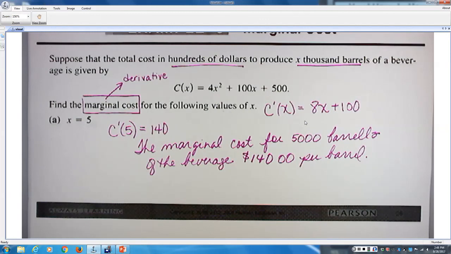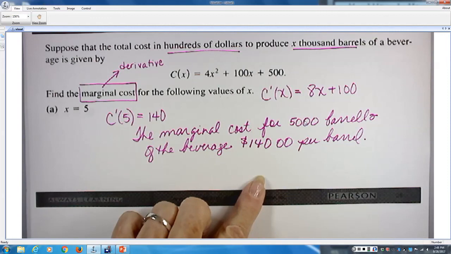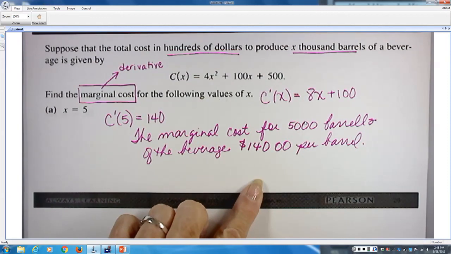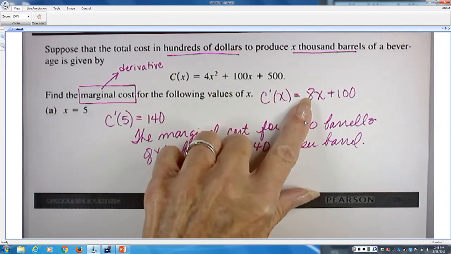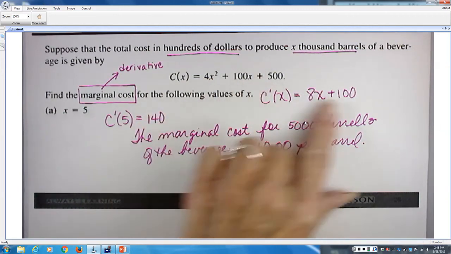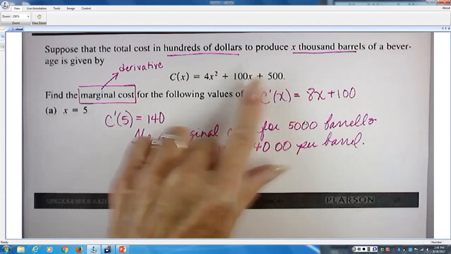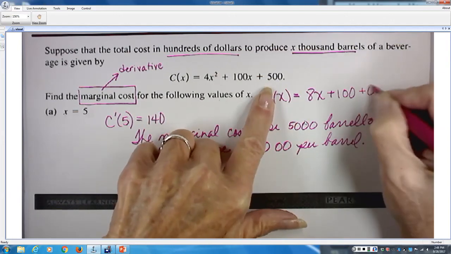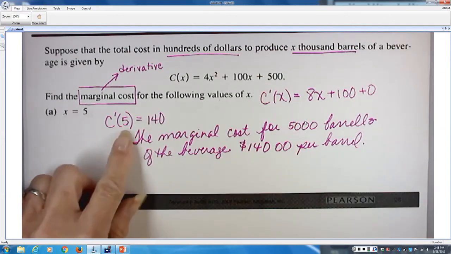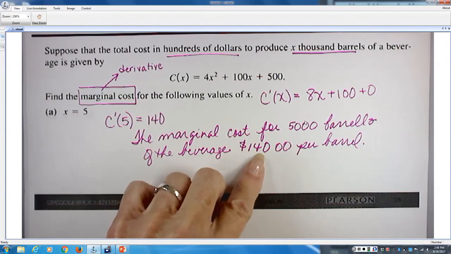Okay? Yes. This is 2 times 4 is 8x to the first. 1 times 100 is 100x to the 0. And the derivative of a constant is 0, okay? So when you plug it in, you get C prime is 140, and 140 hundred is $14,000.